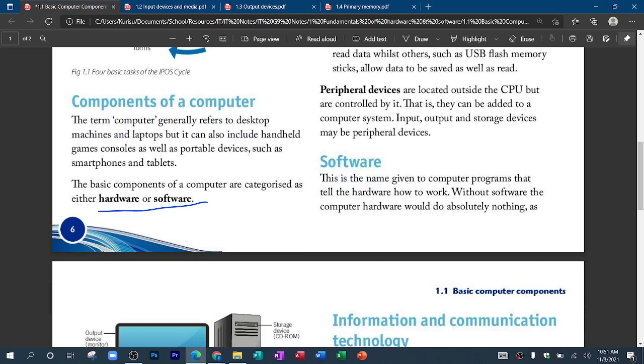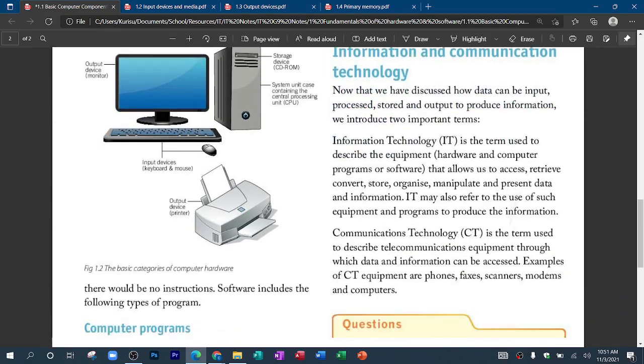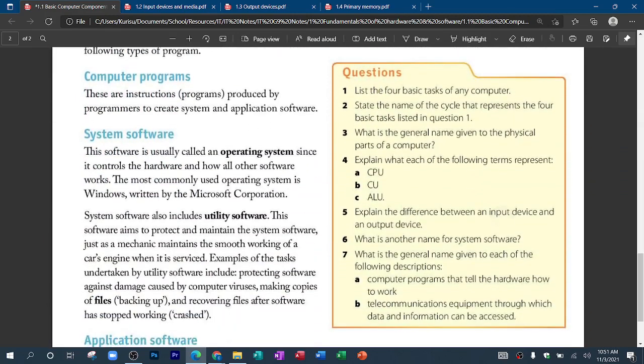Now, the last category of the computer is the software. You have to remember what software is and what the types of software are. We have two types of software. We have system software and we have application software. Now, system software has two types under it: the operating system and the utility software. And you need to remember what examples of those are.